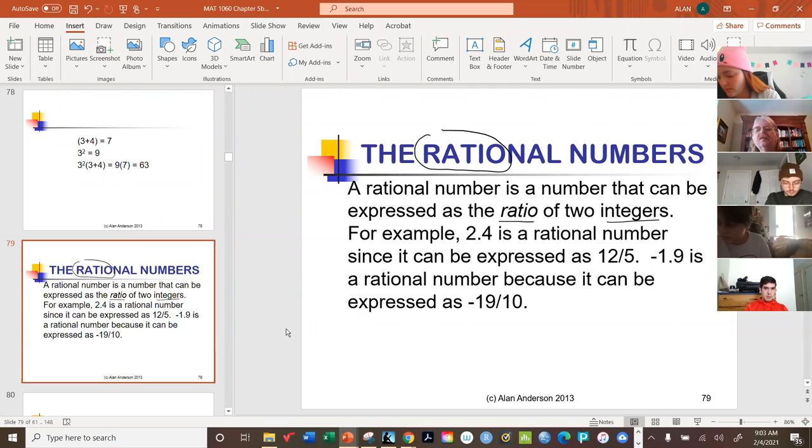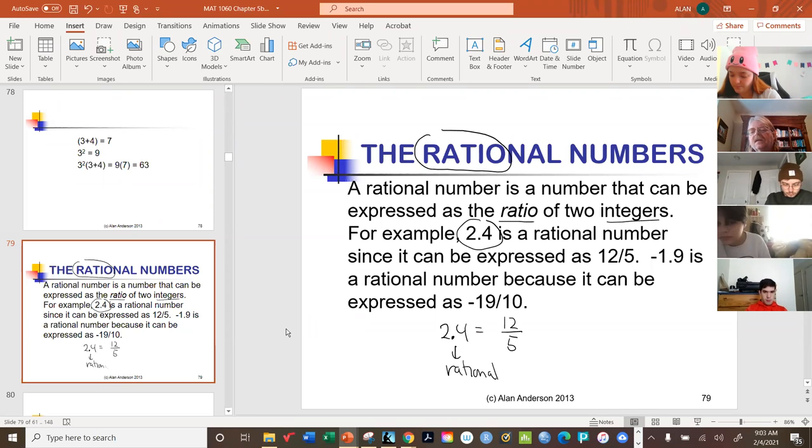So as a simple example, 2.4 is a rational number because we can write it as 12 over 5. That is all it needs to be considered rational. And you notice it does have a decimal here, so it's not an integer. It is a rational number. Negative 1.9 is also rational because we can write it as negative 19 over 10. And therefore, this is also a rational number. And you notice the rational numbers can be either positive or negative.